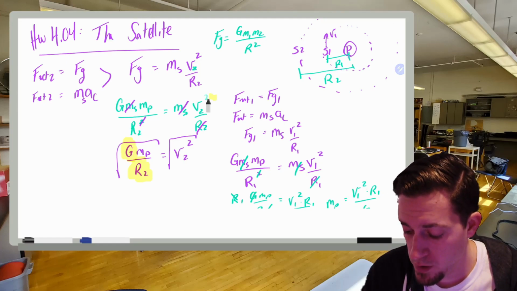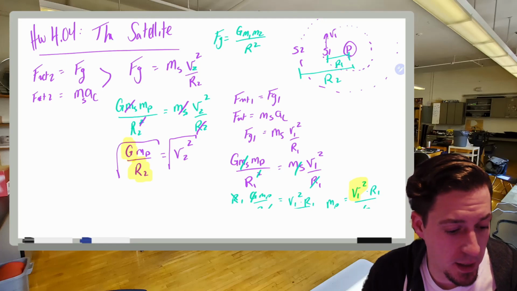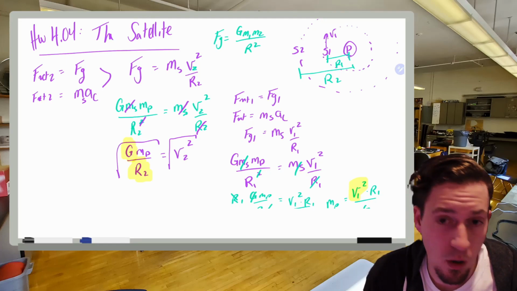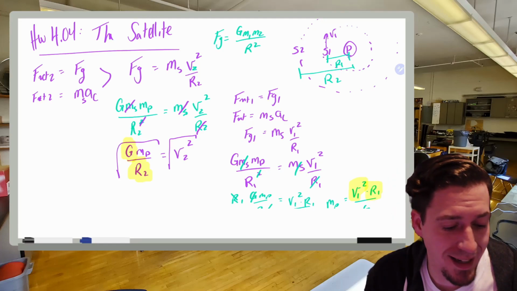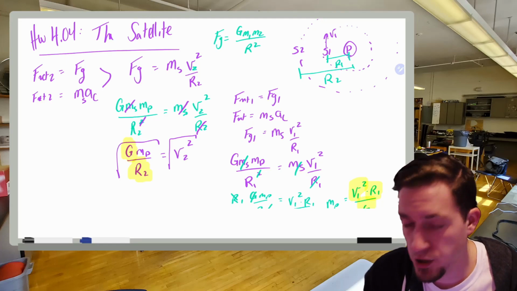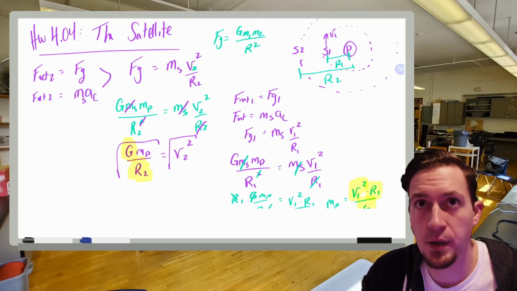And going through this, V1 is given to me in the original problem, 6.36 times 10 to the 4 meters per second. R1 is given to me in the original problem, 2.11 times 10 to the 6 meters. Big G is 6.67 times 10 to the negative 11 Newton meter squared per kilogram squared.